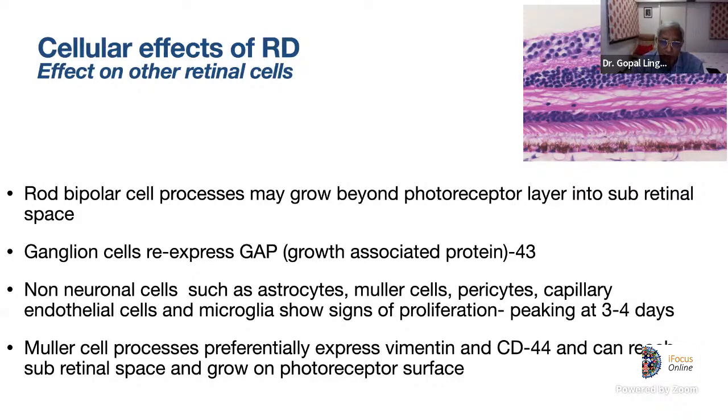Ganglion cells tend to re-express the growth associated protein 43, and non-neuronal cells such as astrocytes, Mueller cells, pericytes, etc. also tend to show signs of proliferation. This is what leads to gliosis. And Mueller cell processes preferentially express vimentin and CD44 and can reach the subretinal space and grow on the photoreceptor surface. These are all the changes which occur over time. So the longer the retina is detached, the more of these changes occur, which make the retina less functional over a period of time.